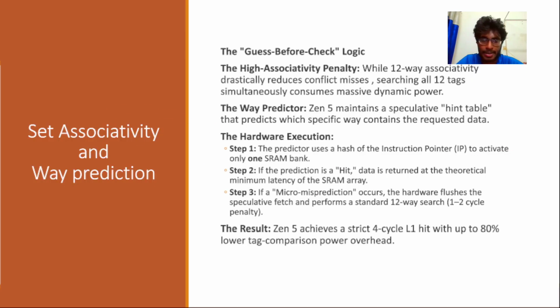Moving on to the way prediction. Searching 12 ways every cycle is a power disaster. Zen 5 uses a way predictor, a speculative hidden table. It guesses which way holds your data. If it is right, we get minimal latency and 80% of the power is saved. If it misses, we only lose one or two cycles to do a standard search. It's a guess-before-check logic that keeps the chip efficient.